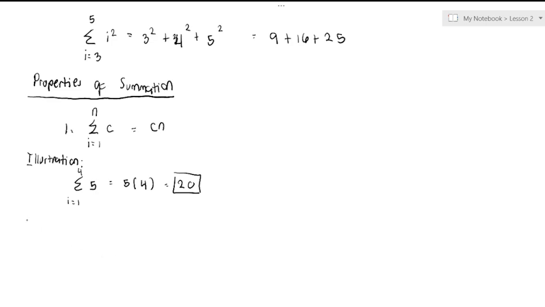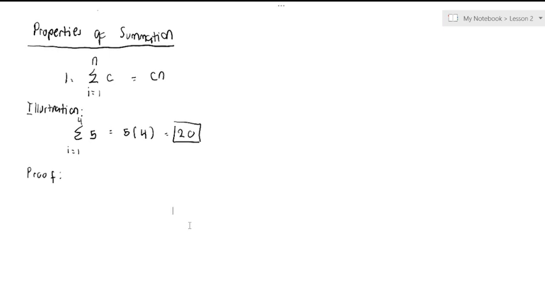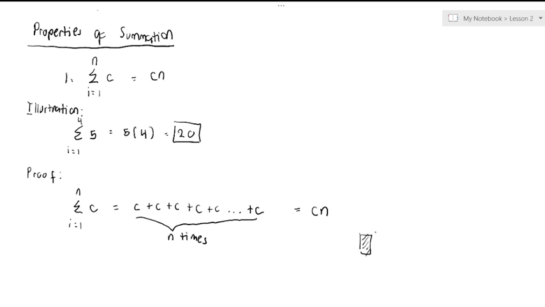Okay. So let's have our proof for this property. Now, for our proof, maiksi lang naman to. So, summation of C, where i goes from 1 to n, this is just C plus C plus C. So, paulit-ulit lang yan na constant, plus C, and so on, plus C. So, kailan siya hihinto? Up to n times. And that's how we get C times n. So, ganun lang siya kasimple.